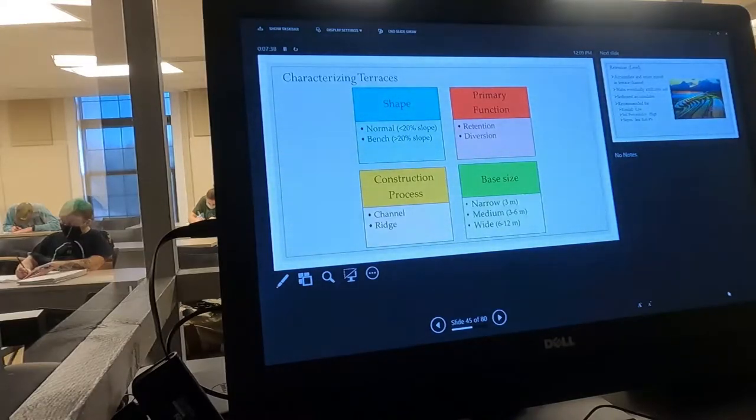And then also there are going to be some kind of parameters that we would use this type versus that type in. So as we get into the application, the question might be, you're in a low rainfall area with a moderately permeable soil on greater than 20% slopes. Which one of these terraces would you use?